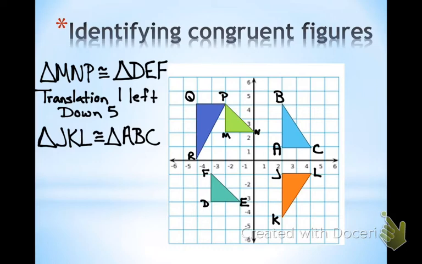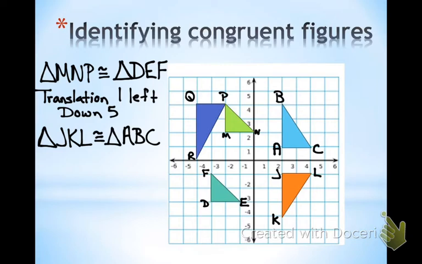Again, to prove congruency, I have to have an explanation. My explanation is that it followed one of my rigid motion transformations: rotations, reflections, or translation. All right, let's look at the second pair. Think to yourself for a minute. What rules is it following? A lot of times there's not just one answer.